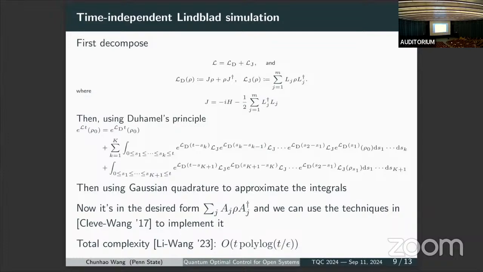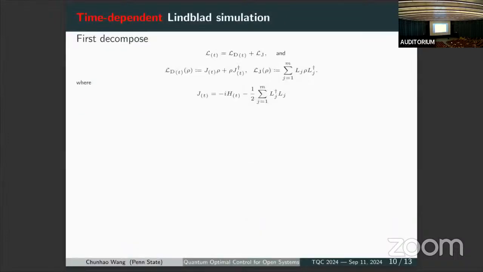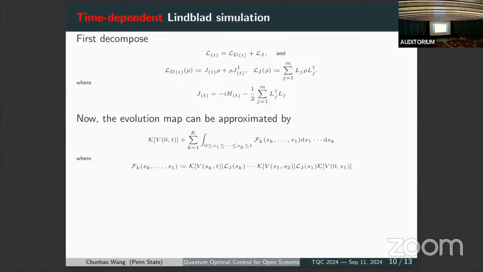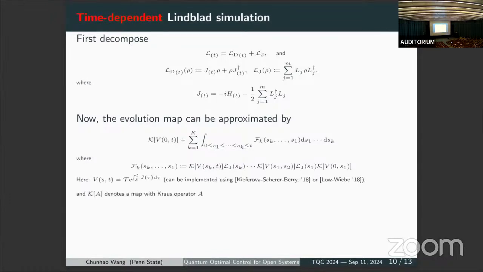And we can generalize this to a time-dependent case. So again, we use this decomposition, but now this drift term depends on time, because H depends on time. And we can still apply Duhamel's principle, but it is slightly different, where you have this script K square bracket something. This means this is the map where the jump operator is A. So basically, this is the quantum completely positive map where the jump operator is this.